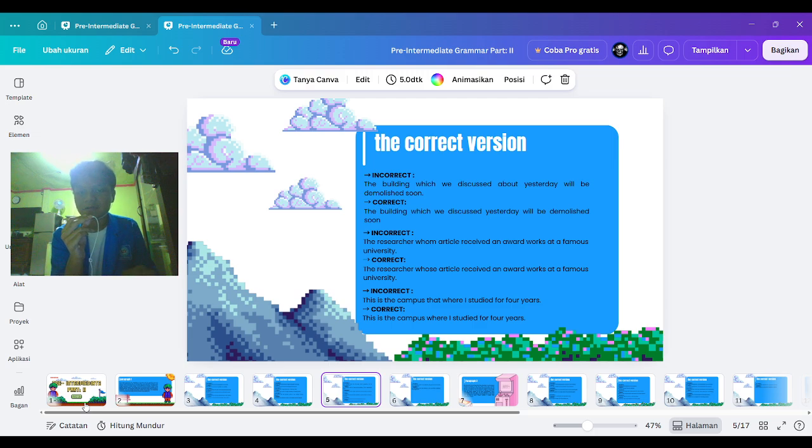The researcher whom article received an award works at a famous university. No, the researcher whose article received an award works at a famous university. Yes, that is more correct.